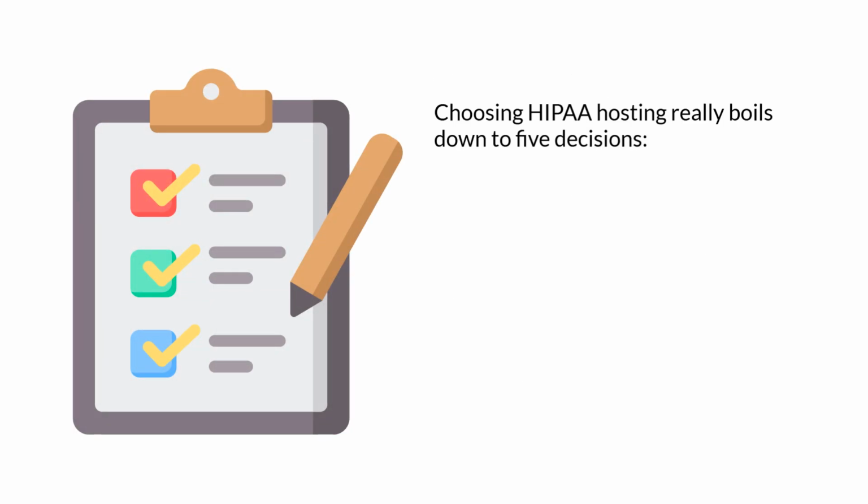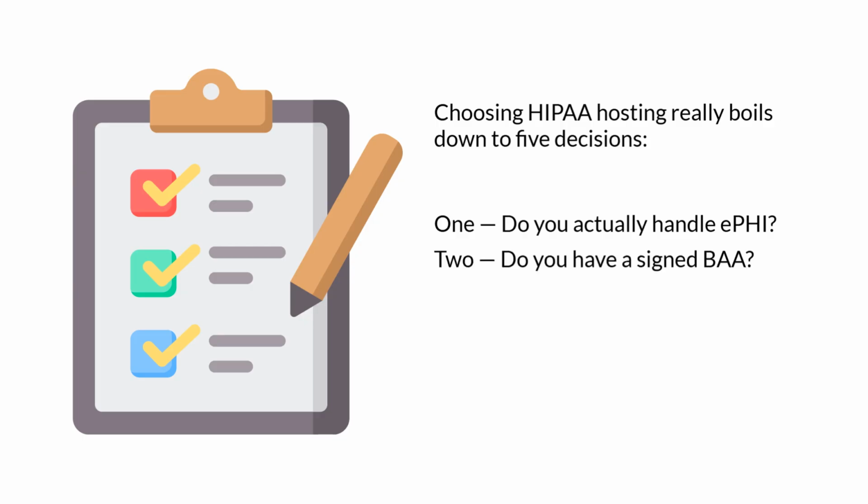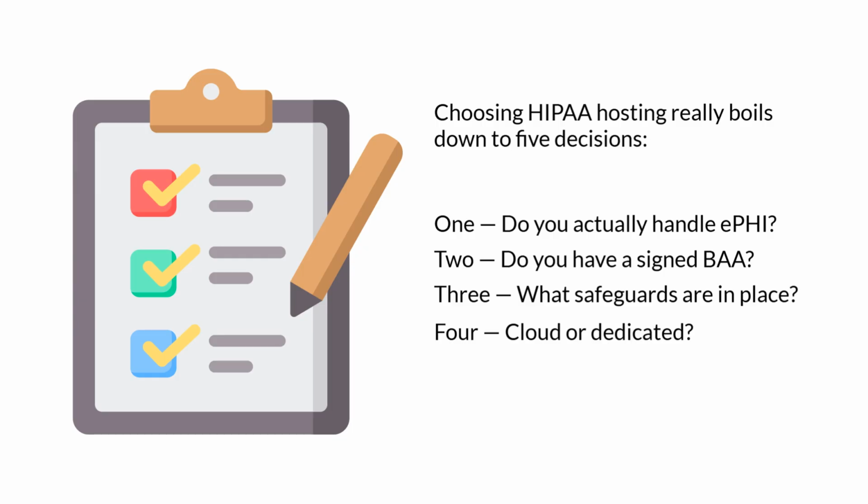So let's recap. Choosing HIPAA hosting really boils down to 5 decisions. 1. Do you actually handle electronic protected health information? If yes, the HIPAA security rule applies to you. 2. Do you have a signed business associate agreement? No agreement, no go. That's your legal safety net. 3. What safeguards are in place? Administrative, physical, and technical. And you need proof, not just verbal promises.